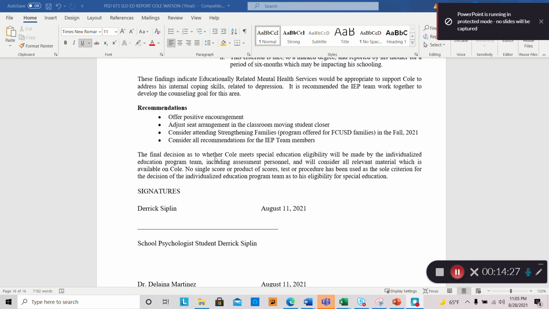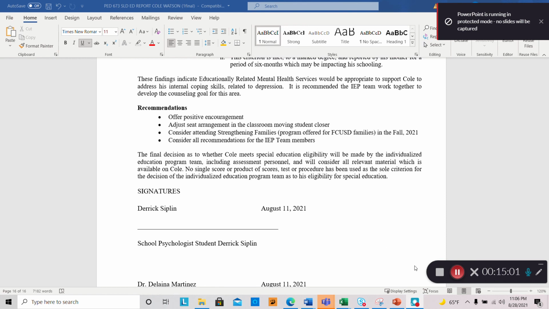So the final decision as to whether Cole meets special education eligibility will be made by the individualized education program team, including assessment personnel, and will consider all relevant materials which are available on Cole. No single score or product of scores, tests, or procedures has been used as a sole criterion for this decision of the individualized education program team as to the eligibility for special education. So that concludes my report.